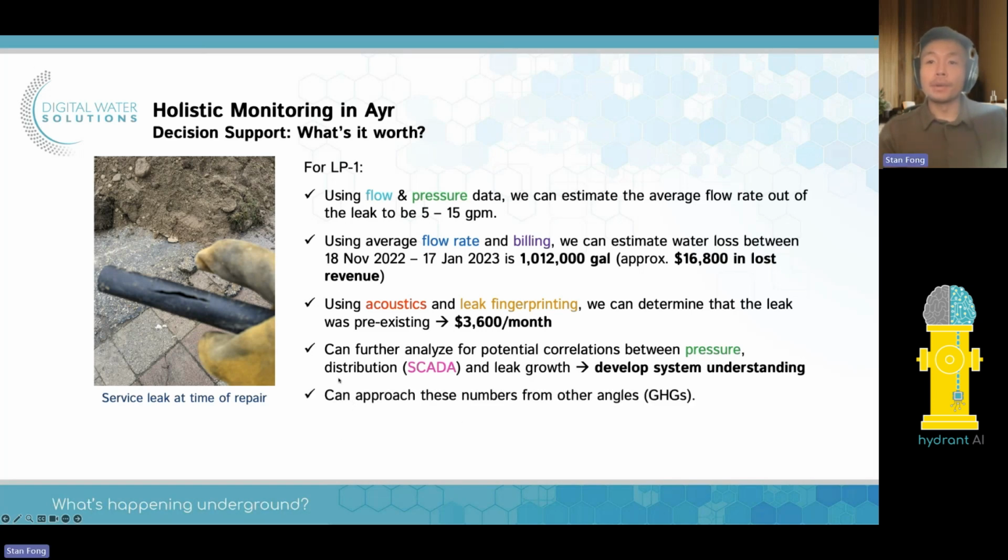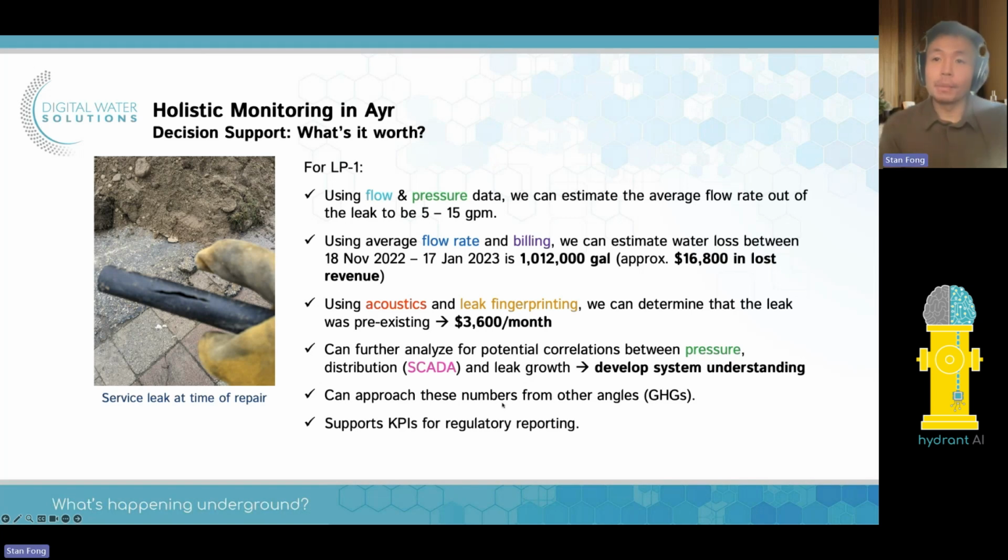You can also approach these numbers from different angles. If you know the amount of water that's being lost, you know the amount of energy it takes to produce that water. You can also measure it in terms of GHGs, right? So for all these leaks that are spitting out $3,600 worth of water into the ground, how many trees would I need to plant to offset the CO2? And those are different ways to look at it. Very easy to get that once you have this level of insight.